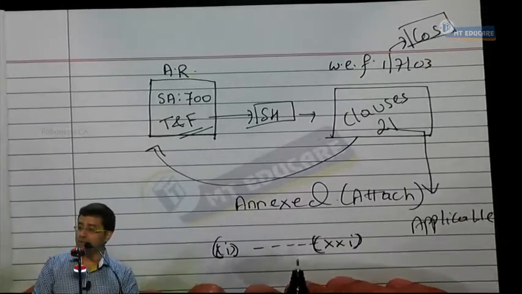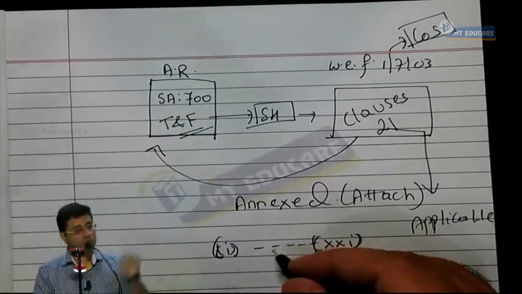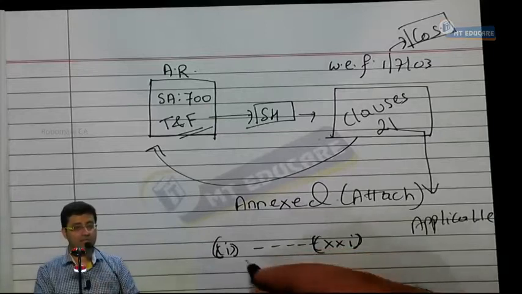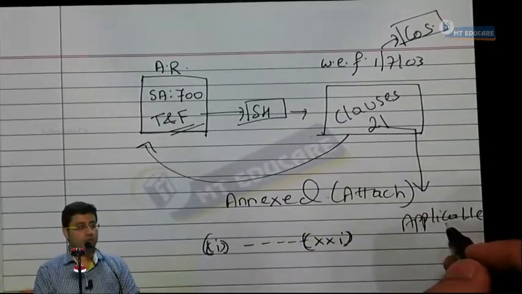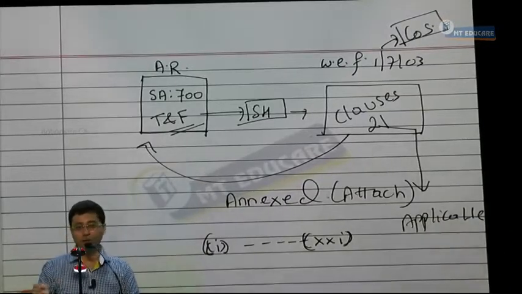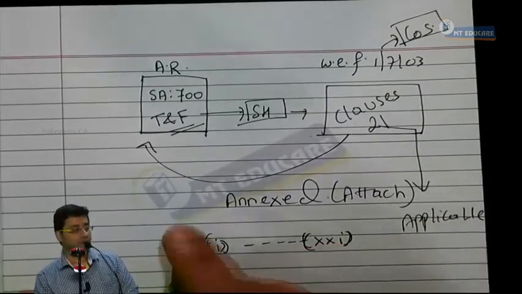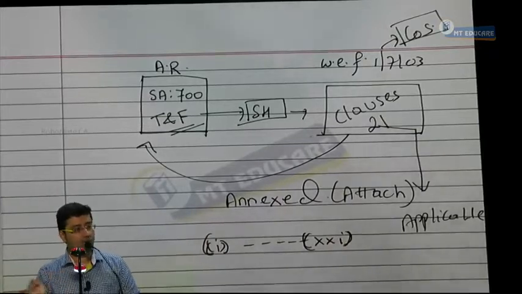You can't even change the numbering of these clauses, because all these clauses are to be numbered in the same manner as they are. That means, suppose for one company clause number 1 is not applicable, you just have to write in front of clause number 1 not applicable. You can't say then 2 will become 1. You can't change the ordering. The ordering has to be the same.